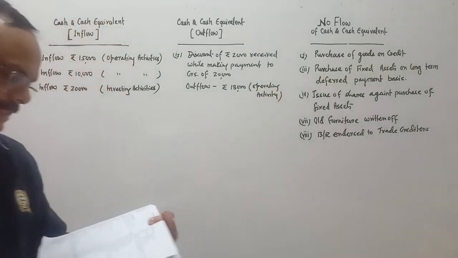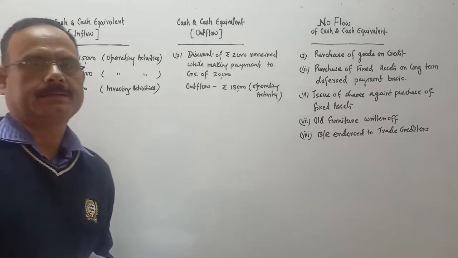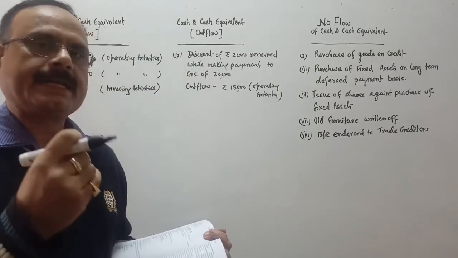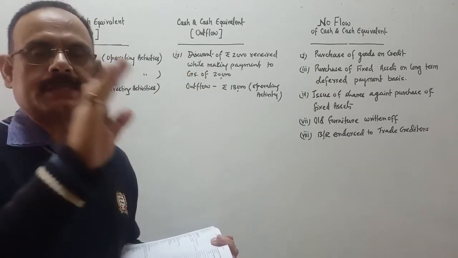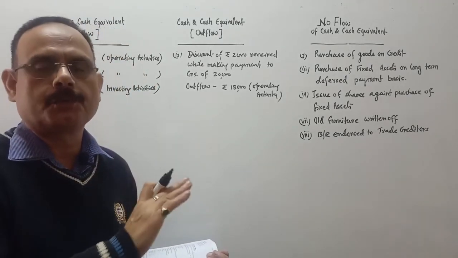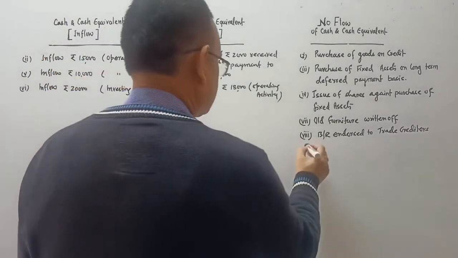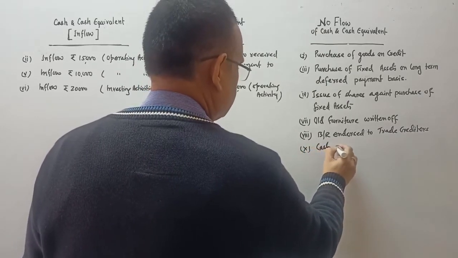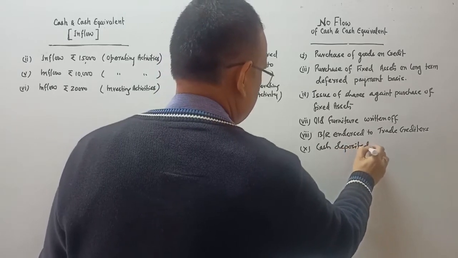Okay. Next is cash deposited into bank. So the entry is bank account debit to cash account. Both the debit and credit sides are cash and cash equivalent, so there is no flow of cash. When both sides of the transaction are cash and cash equivalent, there will be no flow of cash. So cash deposited into bank means no flow of cash.